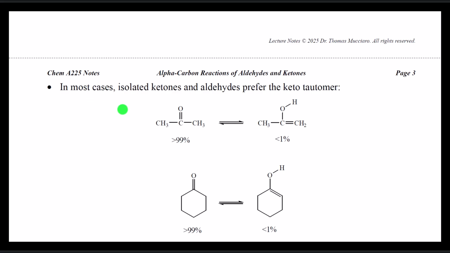In most cases, isolated ketones and aldehydes prefer to exist as the keto tautomer. In other words, the equilibrium favors the keto structure. Here are two examples. In acetone, we can see that the keto structure is greater than 99% and the enol is less than 1% at equilibrium. And similarly, in cyclohexanone, the keto structure is greater than 99% and the enol structure is less than 1%.